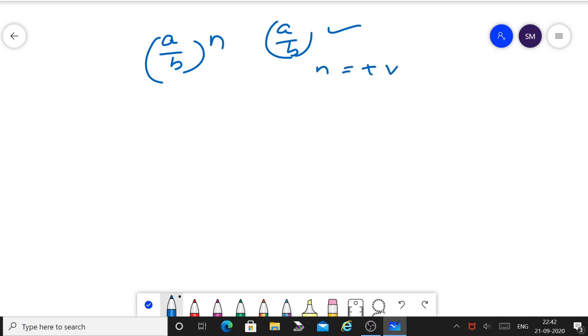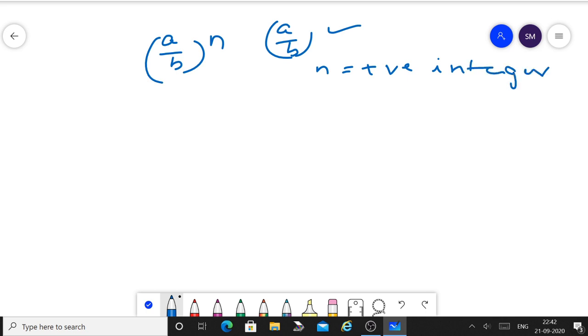Today, in my last class, we already discussed the introduction to exponents. Today we go through exponents. Just recall what an exponent is. Suppose a by b to the power n, where a by b is any rational number and n is any positive integer.